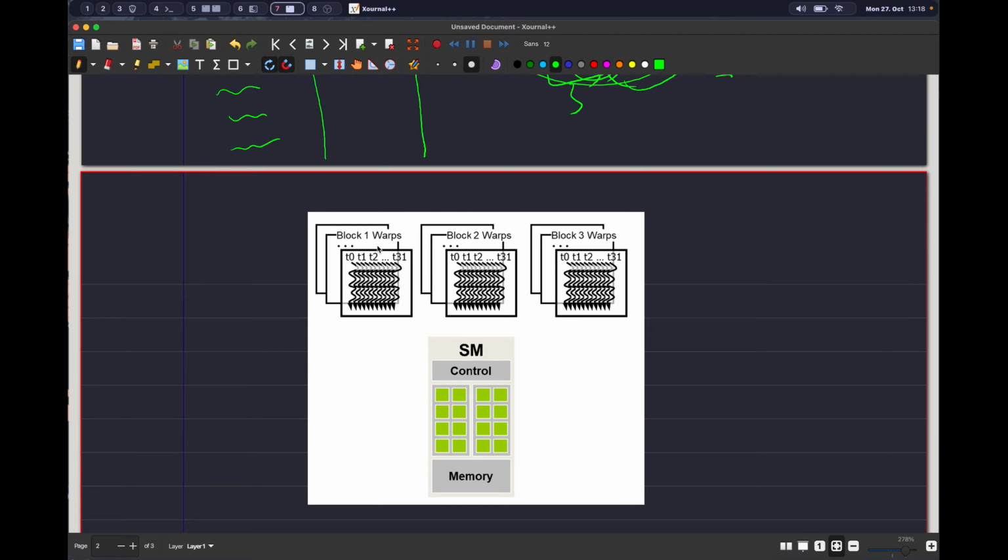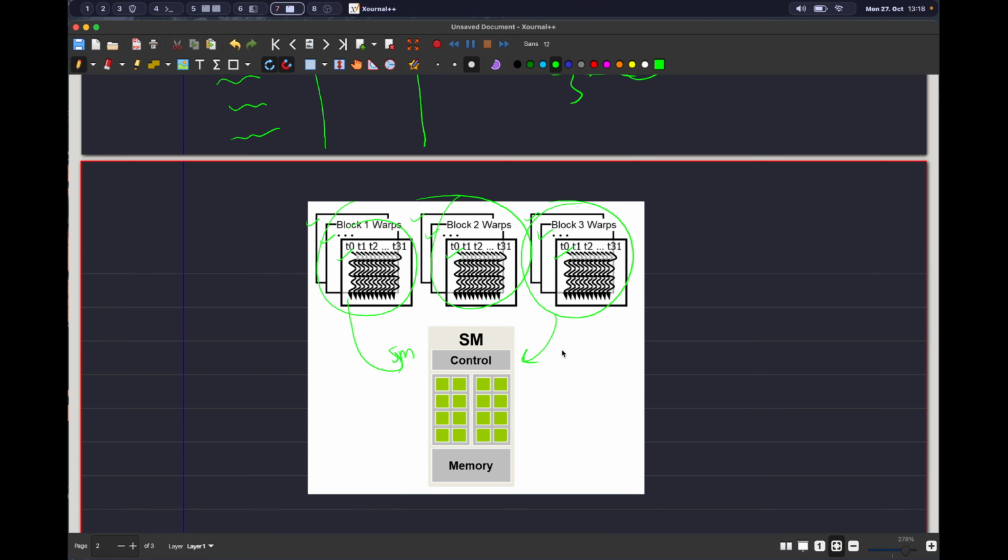Now you will see that there are three blocks assigned to this particular SM, and each block will have a lot of warps, each of 32 threads, and these are assigned to this single streaming multiprocessor. Pretty easy to understand. When we are invoking a grid of blocks, each block is further divided into groups of 32 threads.